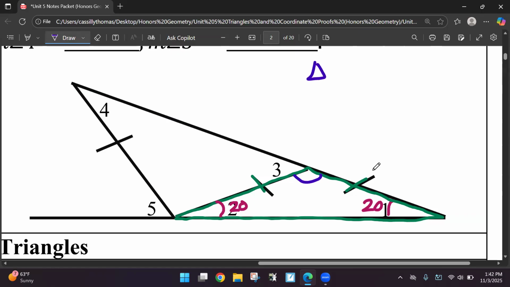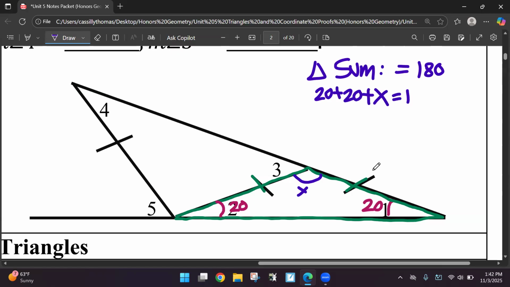Don't forget about the triangle sum theorem. If you want to call this x, we could say 20 plus 20 plus x equals 180. And then you just solve that. 40 plus x is 180. We know x equals 140. So I'm going to get rid of this x down here, and I'm just going to put a 140.